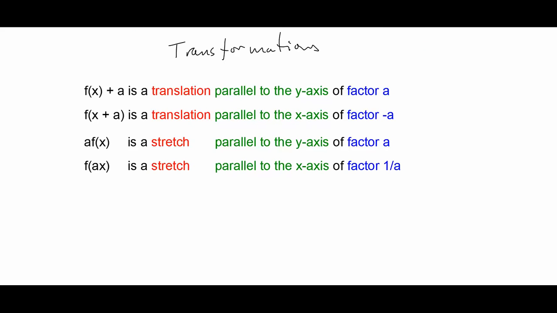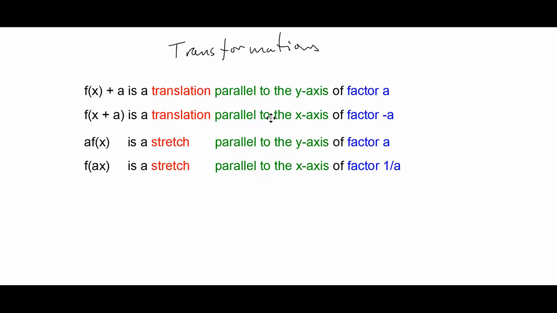To summarise so far, then, f of x plus a, so adding a number to the function, that's a translation parallel to the y-axis of factor a. Those three things need to be written when you describe a transformation. f of x plus a, where you're adding a number to the x, is a translation parallel to the x-axis of factor minus a. So f of x minus a is a translation parallel to the x-axis of factor a.